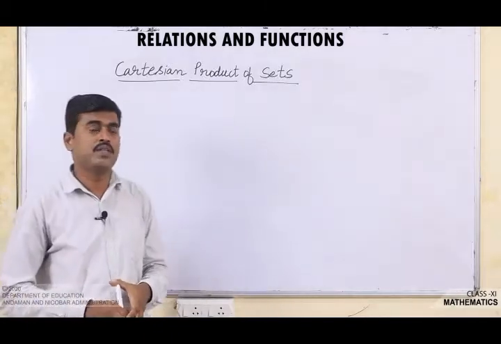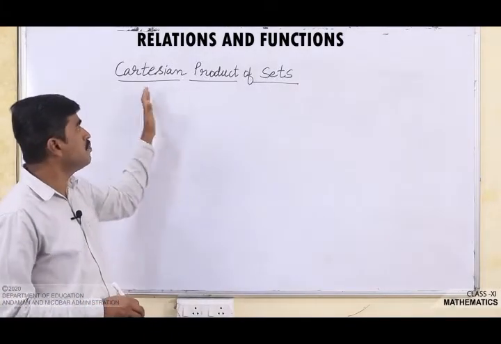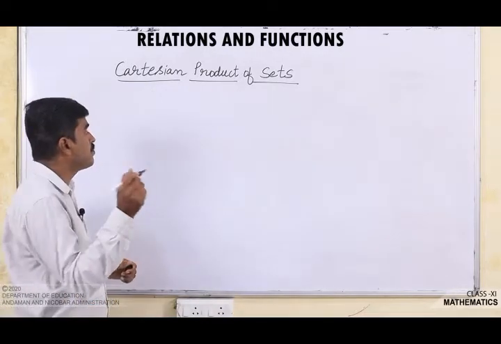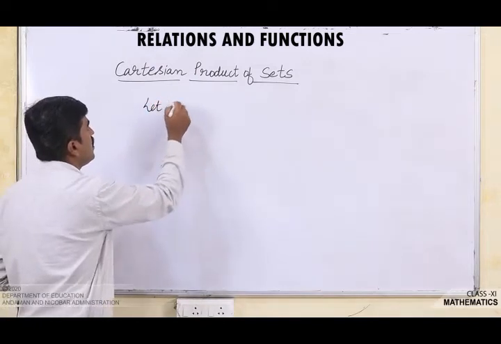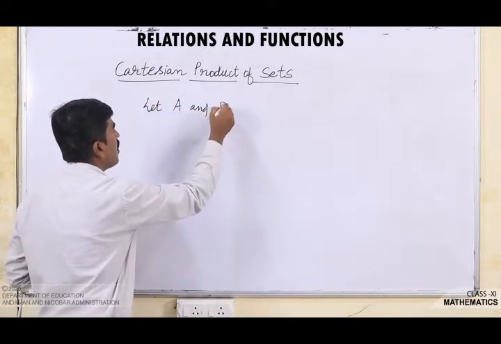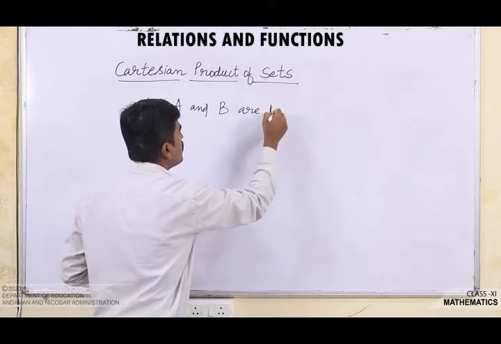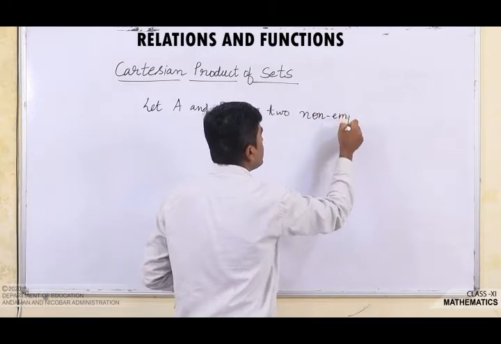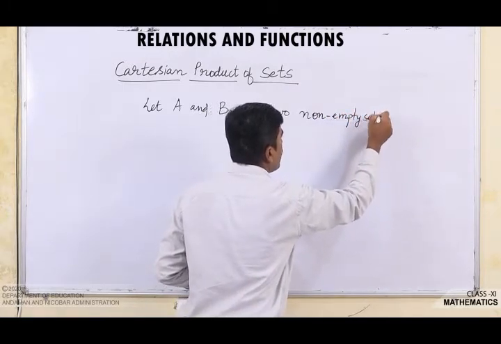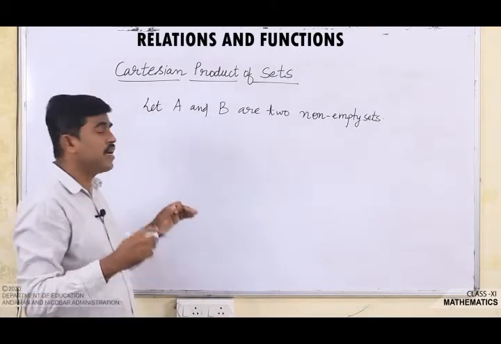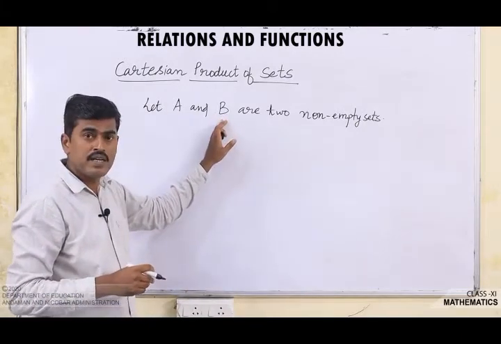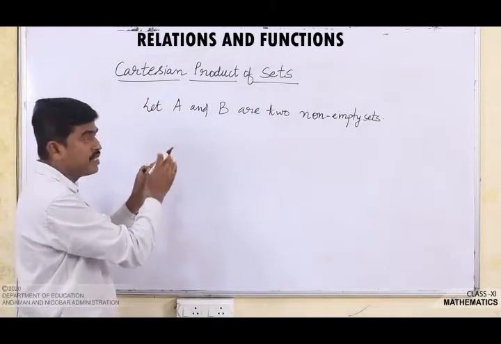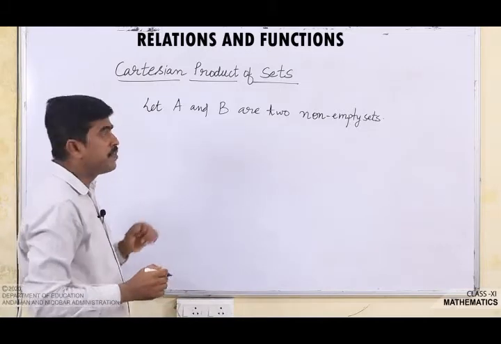Okay. Now let's move on to the next topic of this lesson, that is Cartesian product of sets. Let us suppose there are two non-empty sets, A and B. What is the meaning of non-empty sets? That means there are some elements in this set, at least some elements. It is not empty. So let A and B be two non-empty sets.